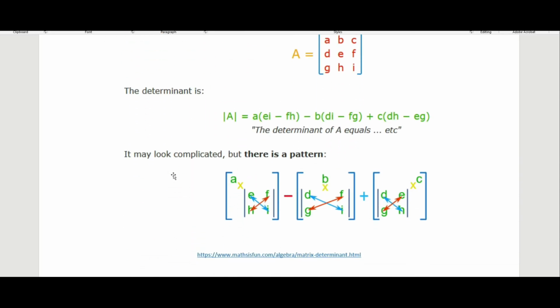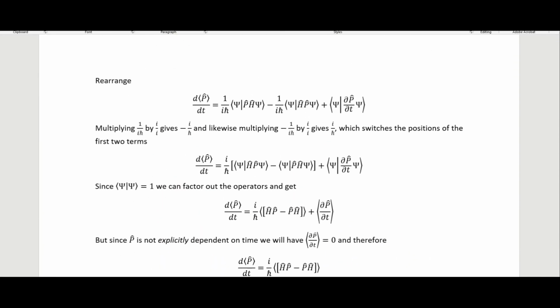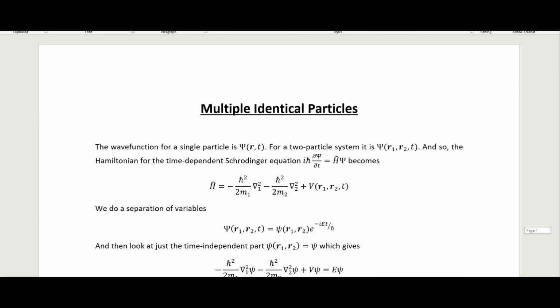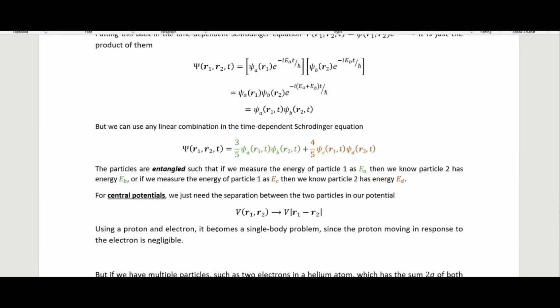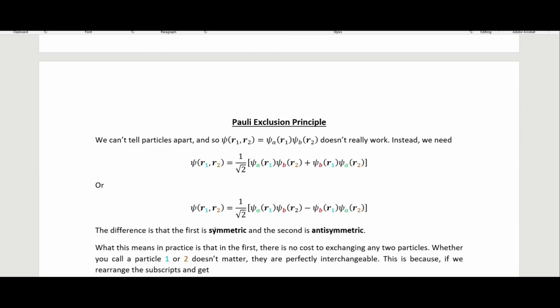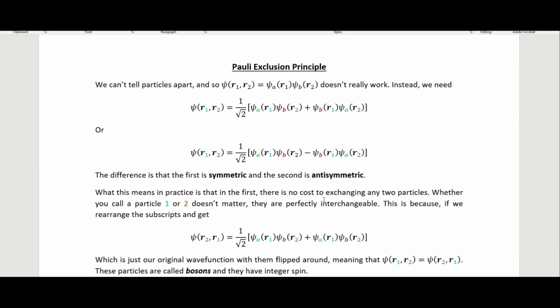Yeah, and so this is determinants of a 3x3 matrix. But anyway, so that is everything about the, well, not everything. It's the Pauli exclusion principle in a nutshell.